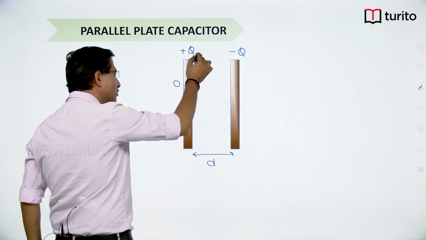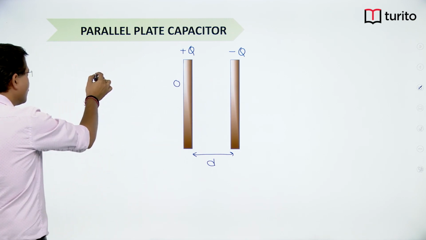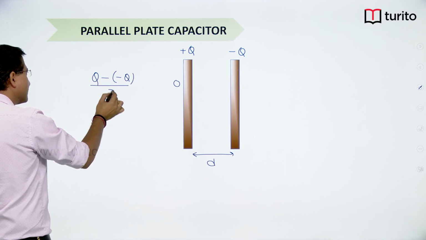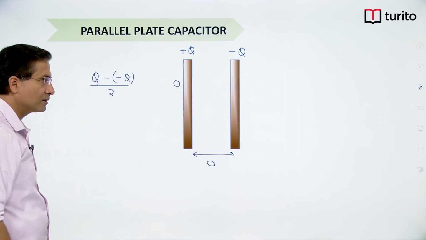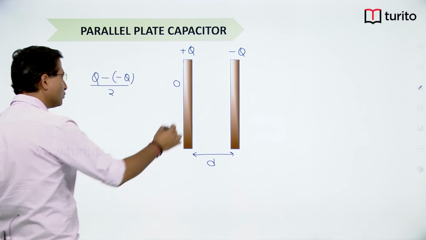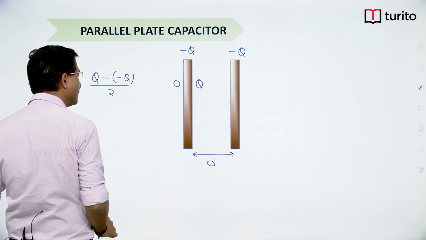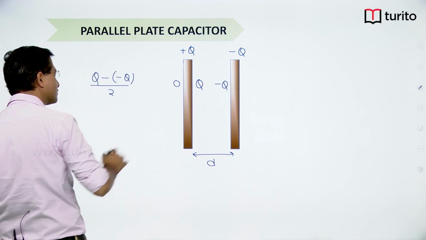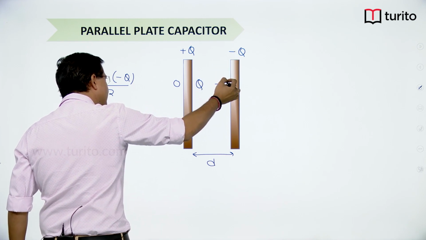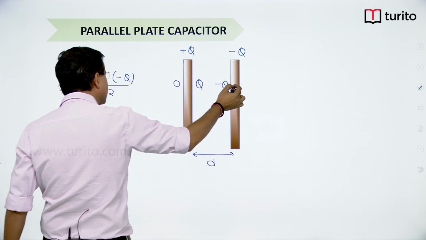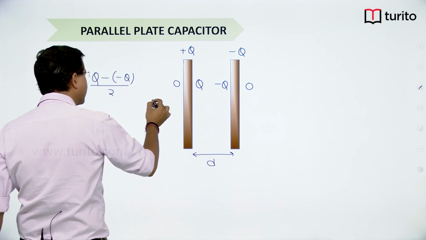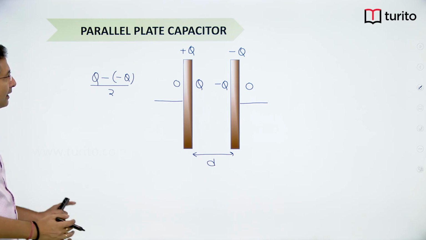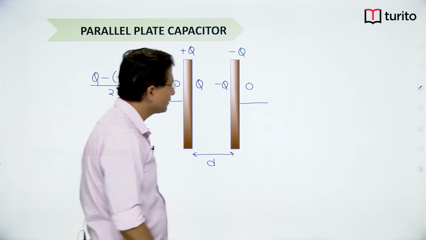Inside, q1 minus q2 by 2 is the charge appearing on the inner surface, that is q. In front of this, an equal amount of negative charge. So, I can say this whole charge will come here and this charge will come here. On the outer surfaces there will not be any charge. So, this is the arrangement, right, and I want to find out the capacitance of this arrangement.